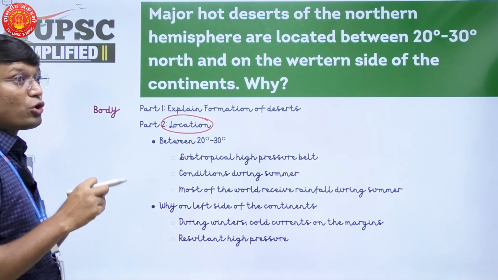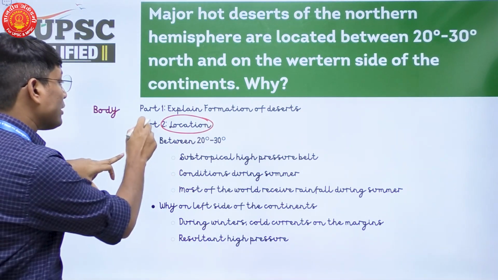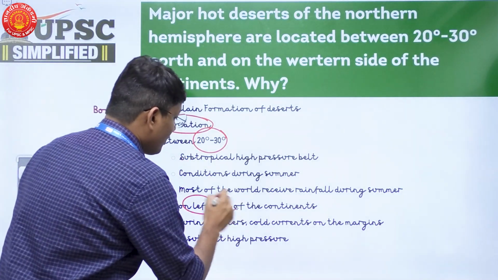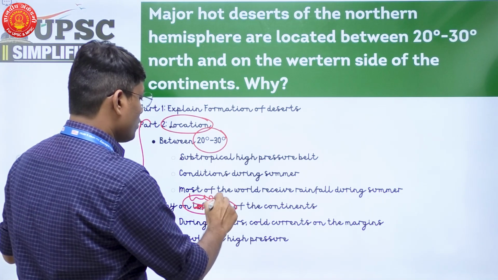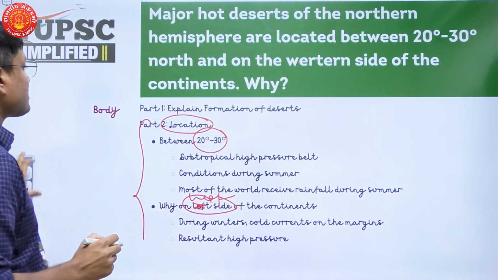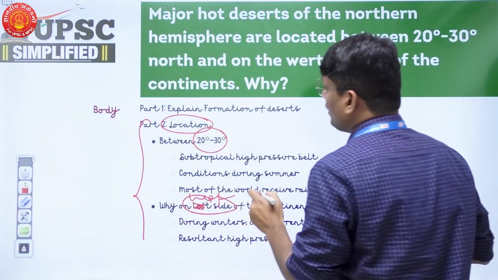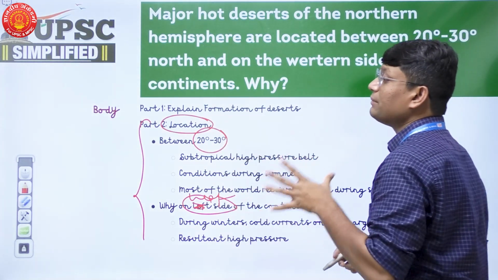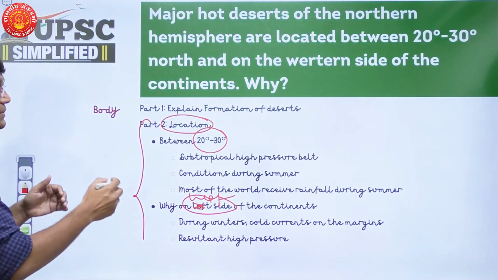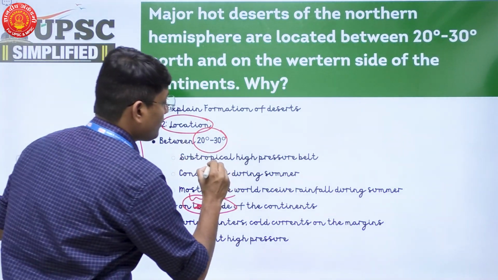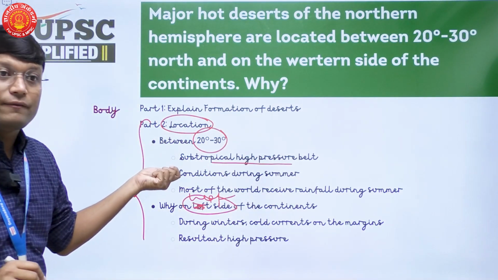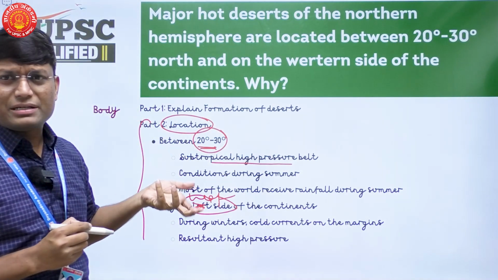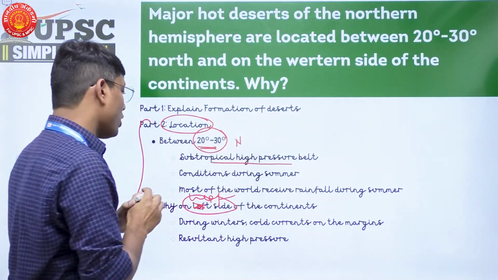Now what we had to focus on is why these are located at 20 to 30 degrees and on the western side of the continent. When it comes to the western side of the continent, we will have some other reasons, and for 20 to 30 degrees, we will have some other reasons. Understand those reasons. There would be a subtropical high pressure belt located at around 20 to 30 degrees north, or be it south, but here we will say 20 to 30 degrees north.